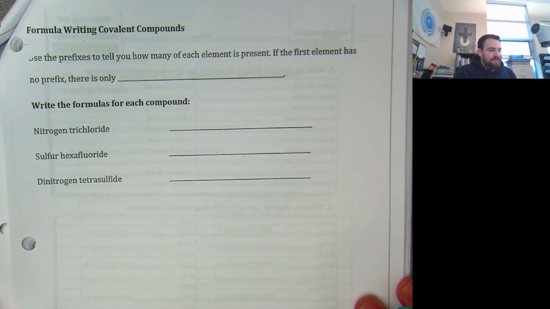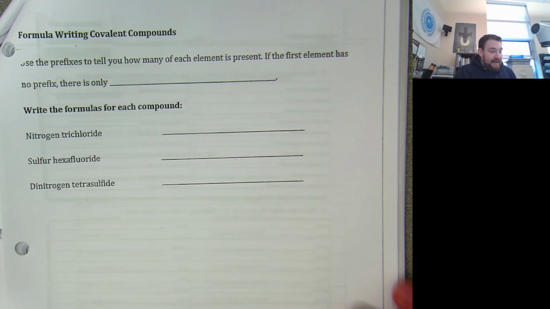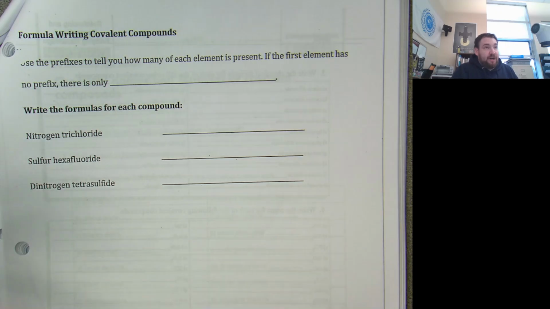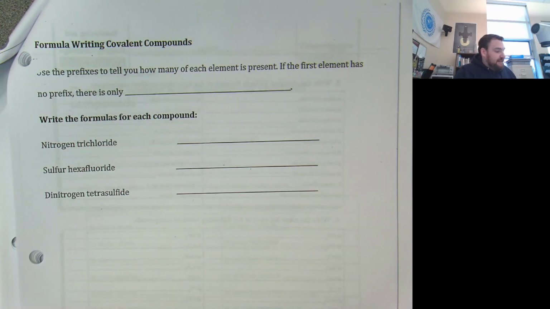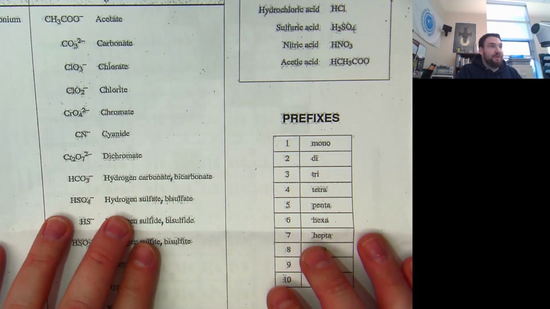Formula writing's even easier. We just use the prefixes as they're written to tell you how many of each element is present. If you can recognize that you've got a covalent compound, it's really quite easy. You want to be careful, though, when you're looking at these things, because unless you're really clear on what you've got, the prefixes can screw you up.